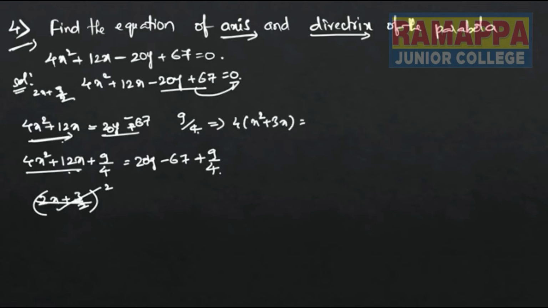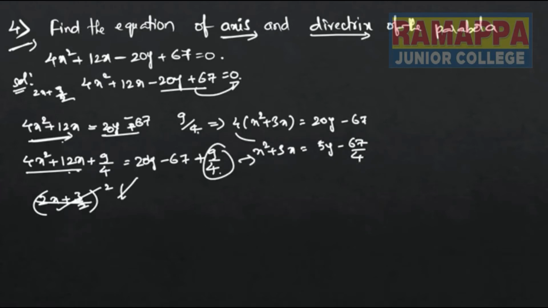So this is equal to, this 4 will come to this side, which means 20y minus 67 will come here. So 4 will go there: x square plus 3x is equal to (5y minus 67) divided by 4. Now we add 9 by 4 to this equation. There was some mistake here. So x square plus 3x plus 9 by 4, and on the right, (5y minus 67) divided by 4 plus 9 by 4 will get added.